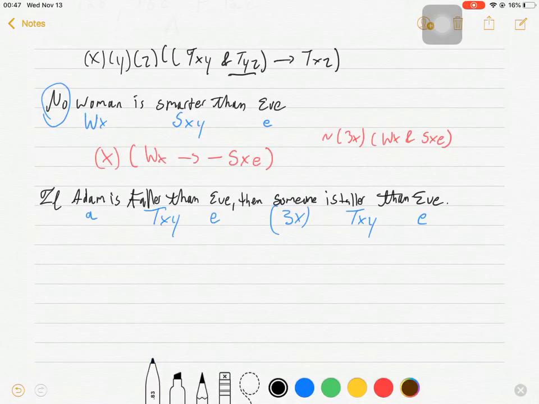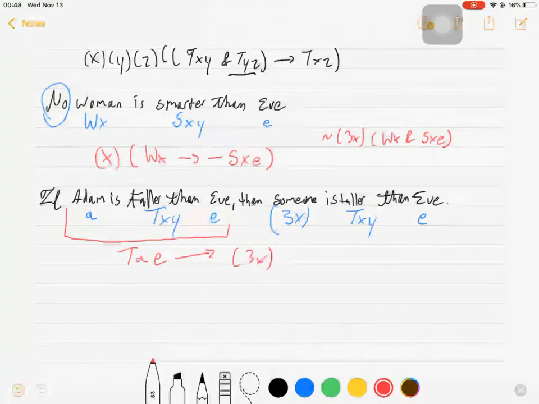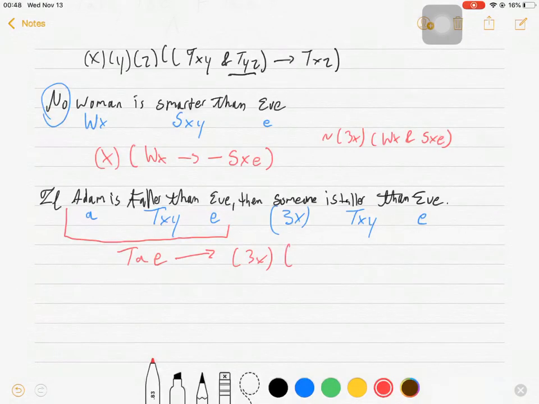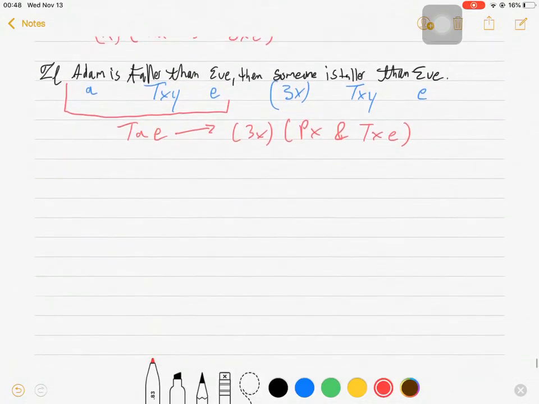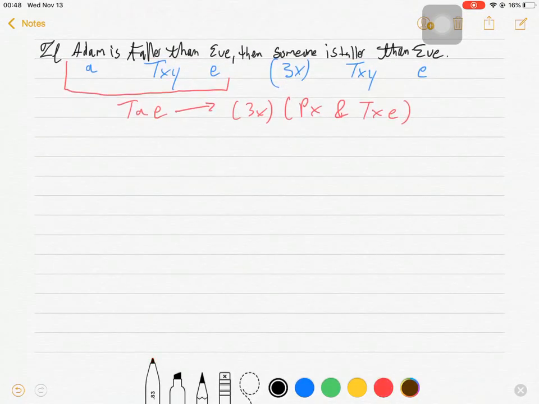So what we would do to translate this one is, if Adam is taller than Eve, so we want to translate that taller than Eve part first. So if Adam is taller than Eve, then there exists some X such that X, in this case we have to remember to add in X as a person, and X is taller than Eve. Let's look at a few more.